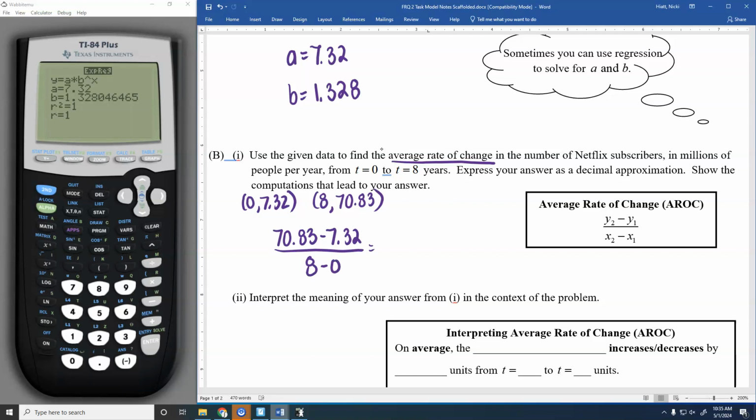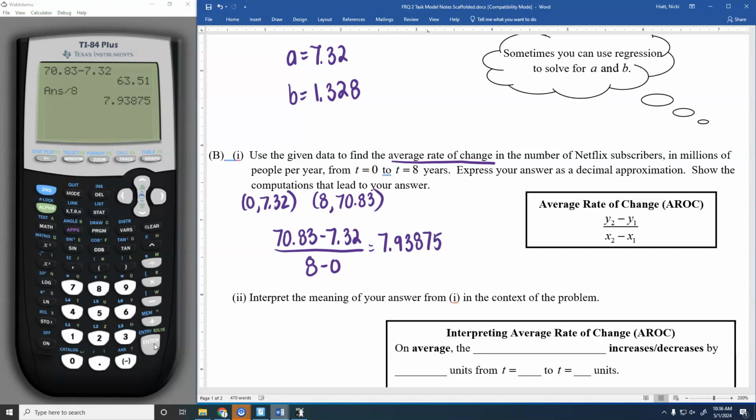It is calculator active, so from this point you're welcome to just type it into the calculator. 70.83 minus 7.32 is going to give us 63.51. We're going to divide that by 8 because 8 minus 0 is just 8. And you get 7.93875. You can round or just keep the whole decimal. I'm kind of feeling like keeping the whole thing there. It's not too long.